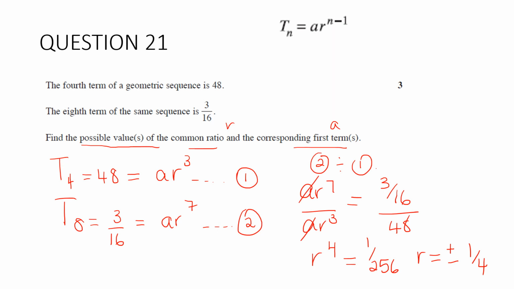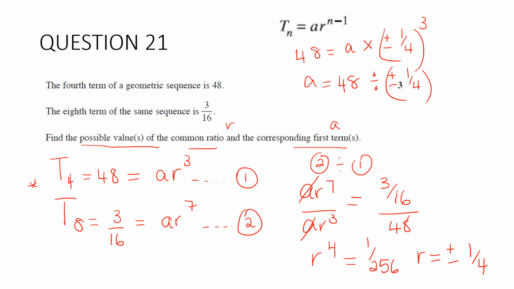And now we just want to use, say, this very first equation here. 48 is equal to A multiplied by plus or minus 1/4 cubed, and solve for A. A will equal 48 divided by plus or minus 1/4 cubed. What's that? 48 divided by 0.25 cubed is 3072, and we can have plus or minus.